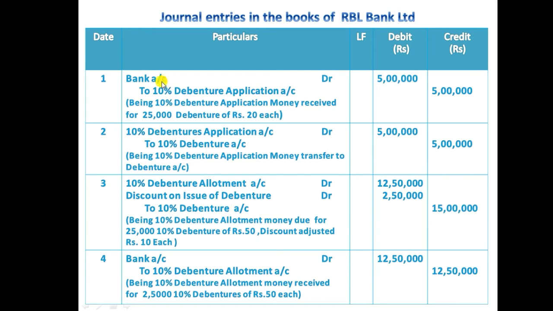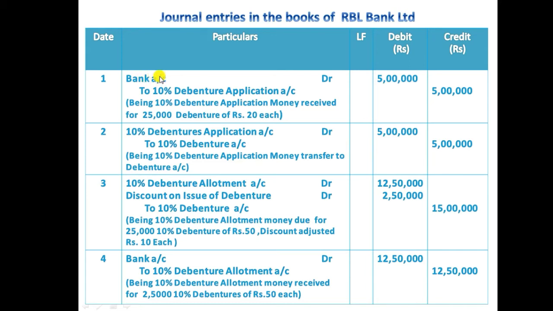So now we should record the first installment: bank account debit to 10% debenture application account 5 lakhs, 5 lakhs. Here we debited the bank according to the American approach. When an asset increases, we need to debit it. Bank comes under the asset category. So at the time of depositing the first installment, the bank balance increased.